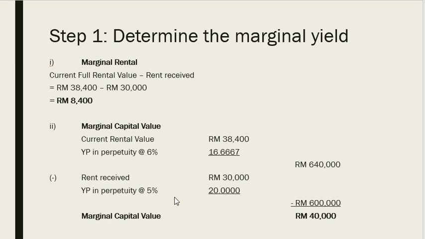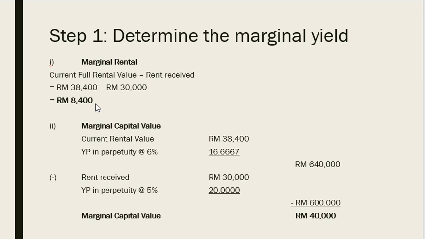When we talk about marginal rent, how do you calculate that? It is by using this formula: the highest rental, which is the rental value, minus the lowest rental. The lowest rental in the diagram would be the rent received. In the question, the rental value is 38,400, while the rent received is 30,000. So the marginal rent would be 8,400.